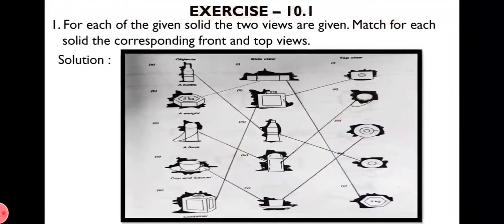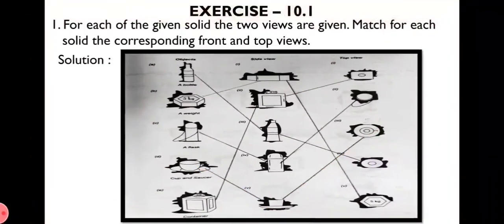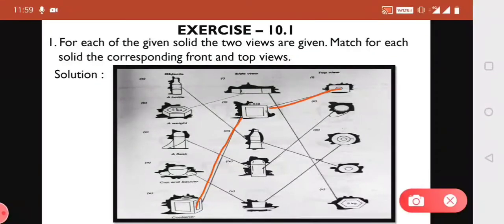Then we have a cup and saucer. The front seems like that only, like the cup and saucer, and from the top we can see the plate and some part of the cup. Then next we have another shape of bottle. If we match, you can see the front part is the same as the given bottle, and from the top we can see a rectangle with the cap in the circle part, because of the shape of the bottle. So here is the top view. You have to match in the textbook only this question.